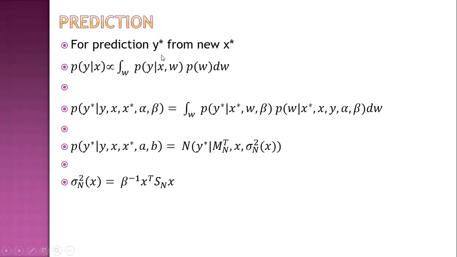So for prediction of the outcome variable from a new data point, this is integration of this term, which is the same as this term with variance of this. So this is the mathematical basis of Gaussian linear regression.